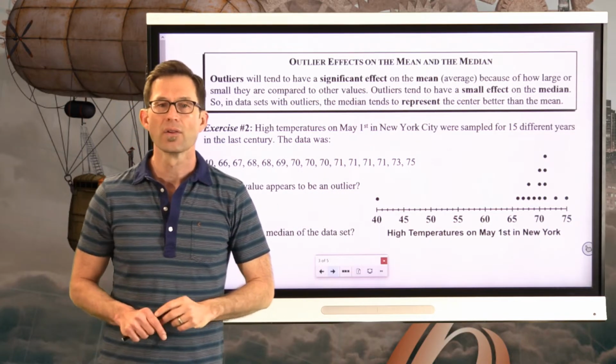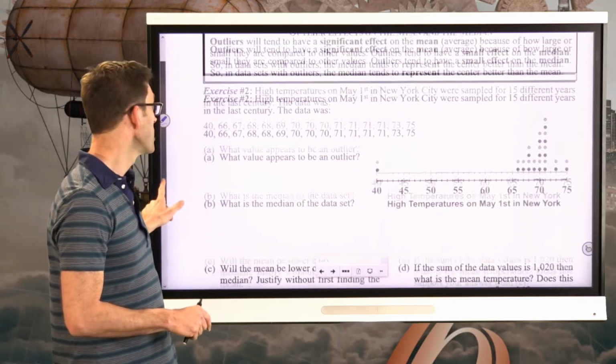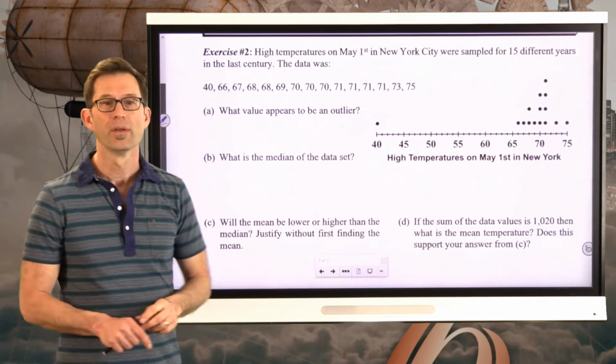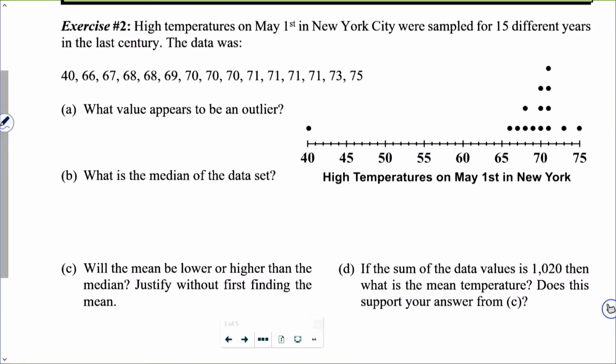Let's take a look at exercise number 2. Let me bring it up to the top so it's easier to read. High temperatures on May 1st in New York City were sampled for 15 different years in the last century. The data was the following.